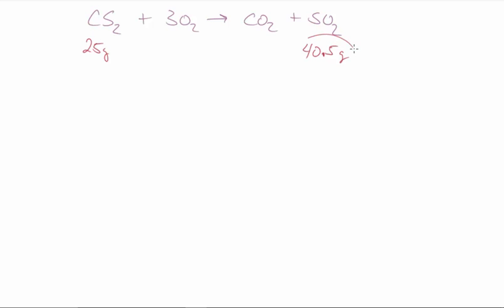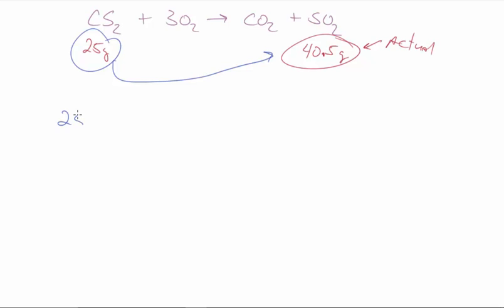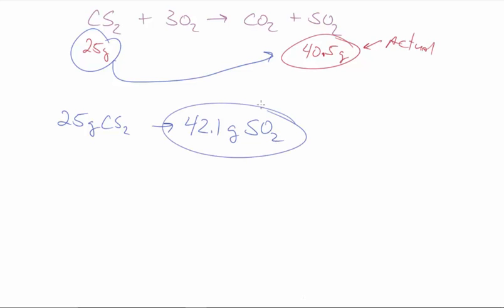So the question becomes, this I automatically see as my actual. Right? That's my actual yield. That's what I actually got out of the reaction. So for my theoretical yield, I would take the amount that I've got here and convert it to grams of the product that I'm interested in. And so I'm not going to do this stoichiometry for you. I'm just going to say 25 grams of CS2 is going to produce, theoretically, 42.1 grams of sulfur dioxide. And so this represents my theoretical yield. It's a stoichiometric value, all right?